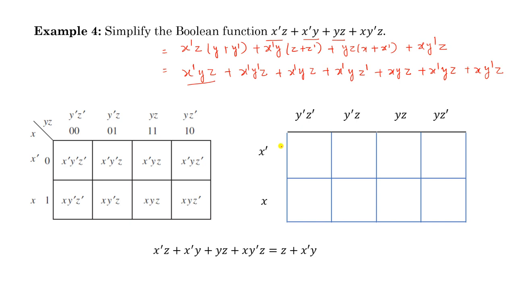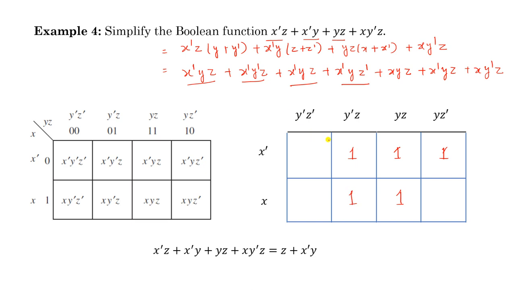X dash y z, this is one. X dash y dash z, this is one. X dash y z is already written, one. X dash y z dash, this is one. X y z, this is one. X dash y z is already written, one. X y dash z, this is one.